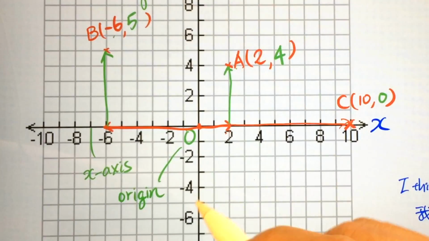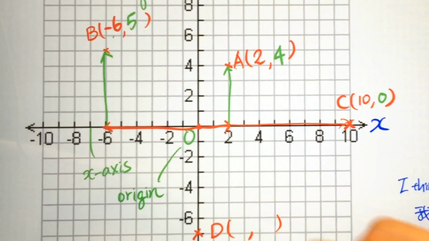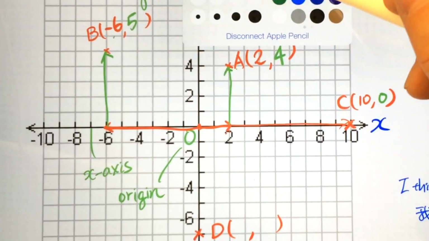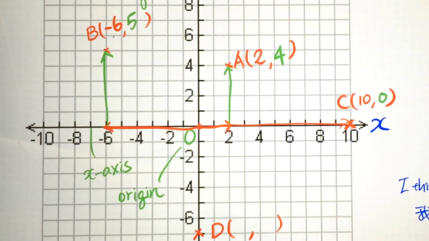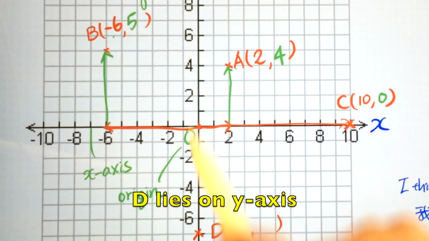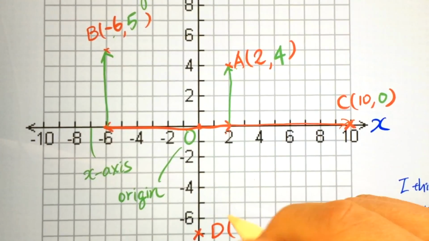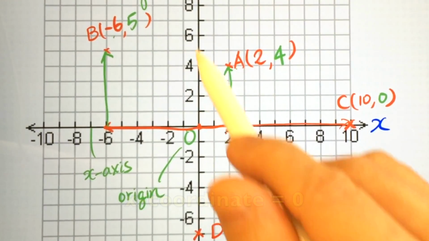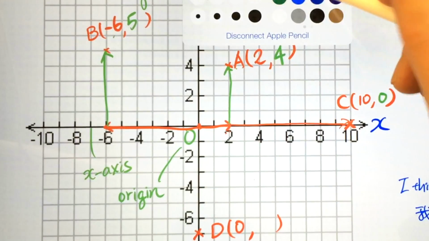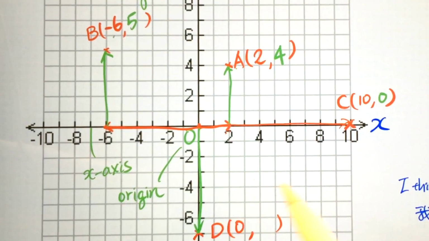Finally, let's go to point D. Again, we have two numbers. First of all, we start from the horizontal direction, but we can see that point D is on the y-axis. We don't need to move in the horizontal direction. Therefore, we'll give it a 0. And then we move downwards to reach point D. So this number will be -7.